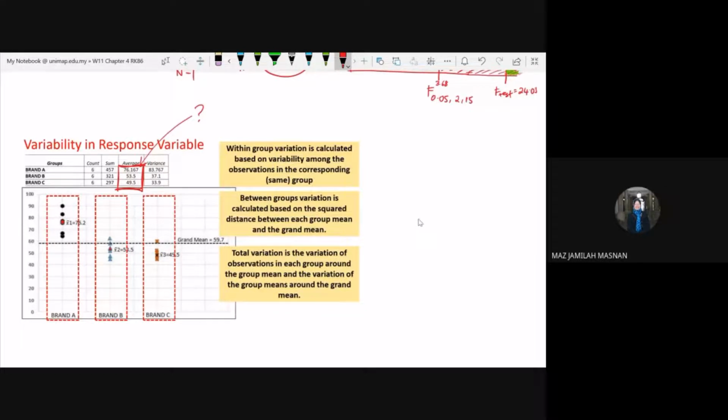Obviously, you can see 76, 53, 49. What can you say from these values? Class? Hello? Are all with me? Are all still with me? Hello? Yes, madam. Okay. Can someone please tell me what you think about these three values? We are talking about drying time, right? Drying time for brand A, brand B, brand C. What can you say from these sample means?